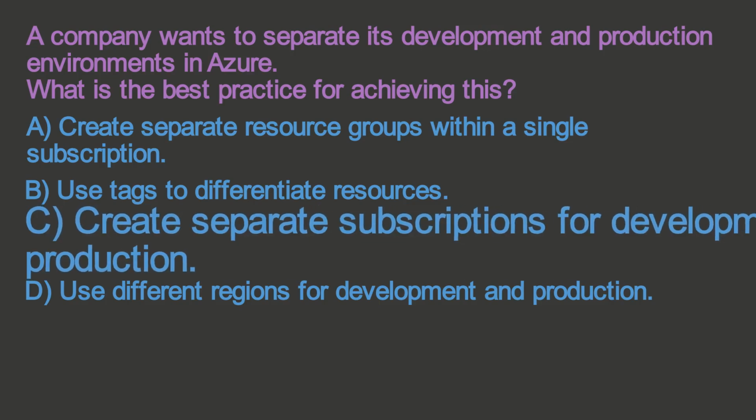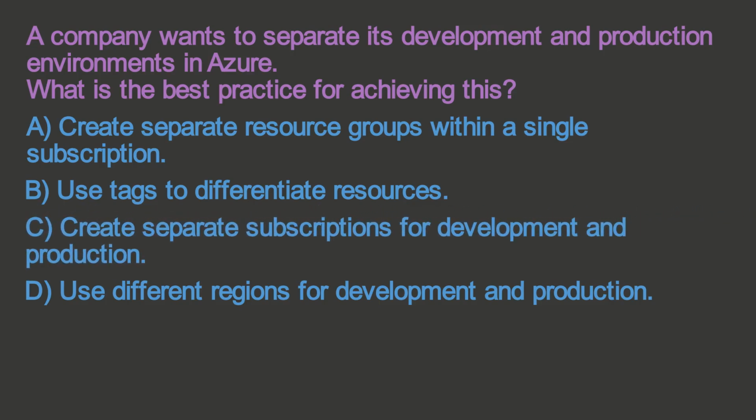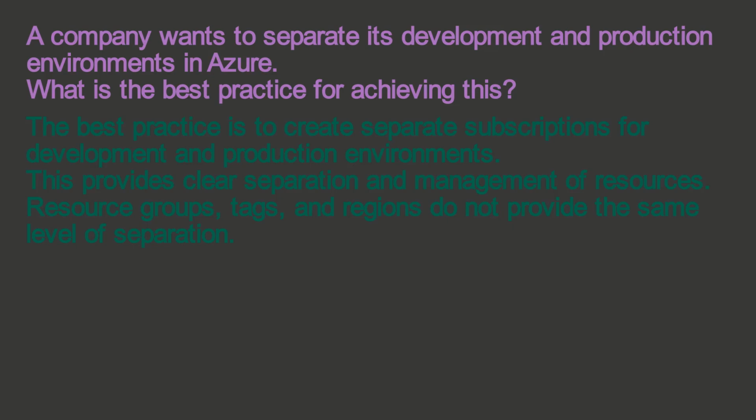The correct answer is C. Create separate subscriptions for development and production. The best practice is to create separate subscriptions for development and production environments. This provides clear separation and management of resources. Resource groups, tags, and regions do not provide the same level of separation.